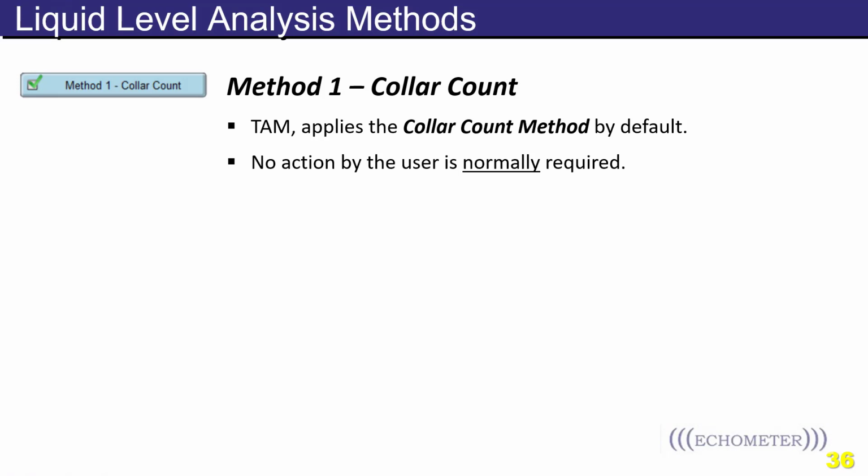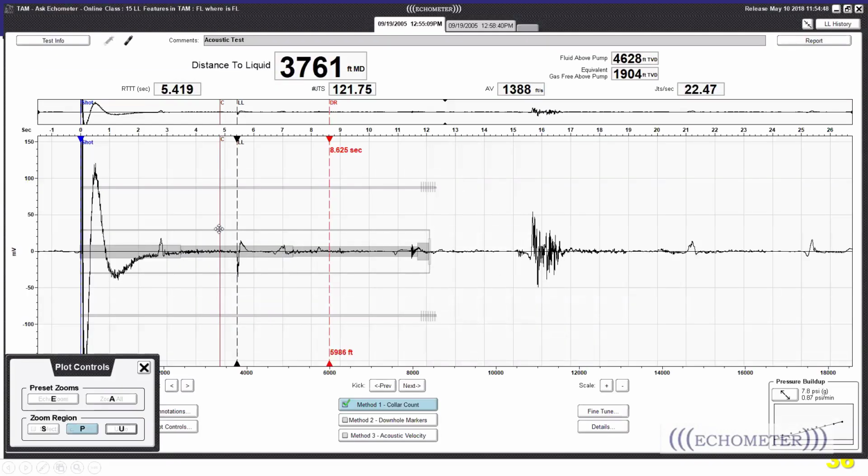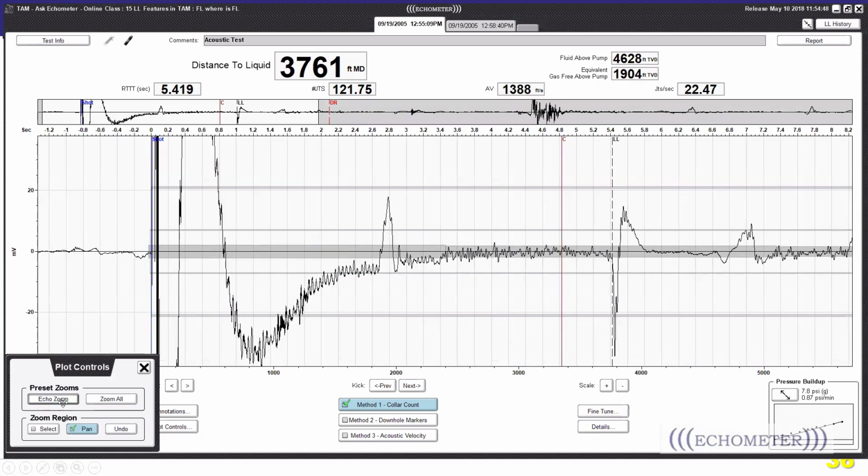But let's say on the regular shot, it's a casing annular shot, and you may see a very good color count. Or if the software is not doing a good color count, you will know that by looking at where the C line is, and I will show you where that C line I'm talking about is. Let's look at the echo zoom.